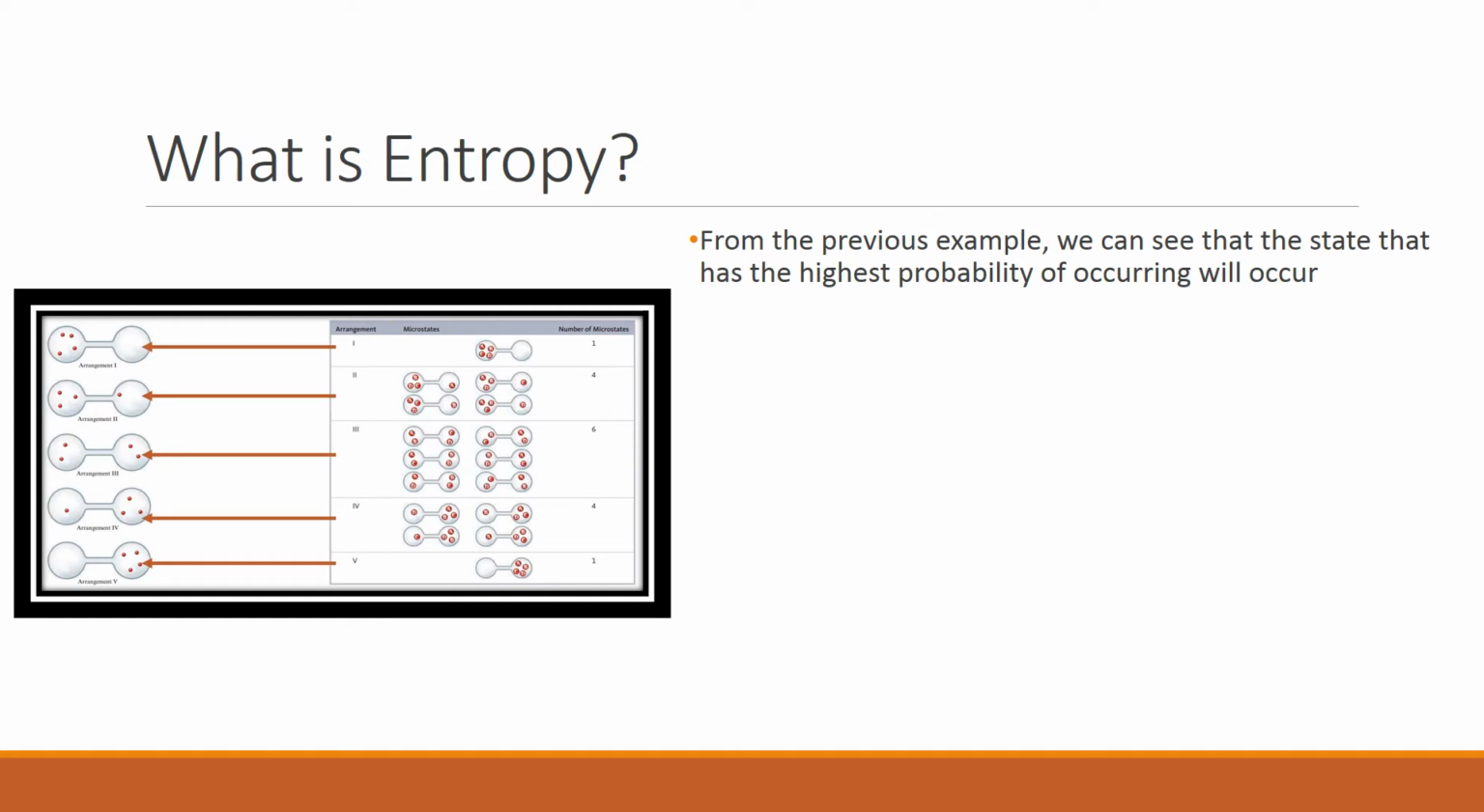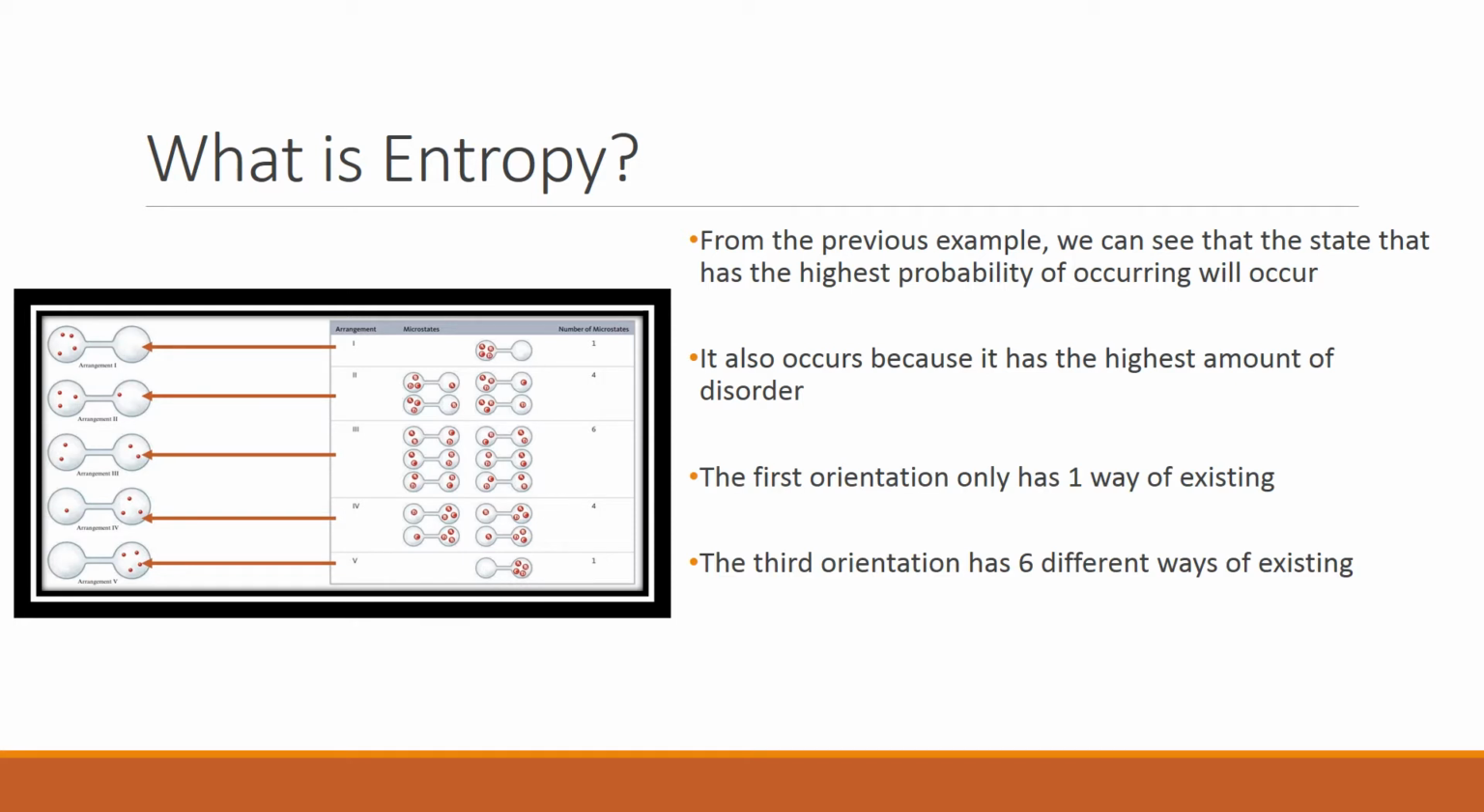If we pull up that slide from a few seconds ago, it occurs because it has the highest amount of disorder. And disorder just simply means the number of ways we can arrange things. Keep that in mind, the number of ways we can arrange things. So if we have the first orientation, there's only one way of existing. There's only one way that all 4 of those gaseous molecules can be in the left-hand side, while that third orientation, as we noted, has 6 different ways of existing.